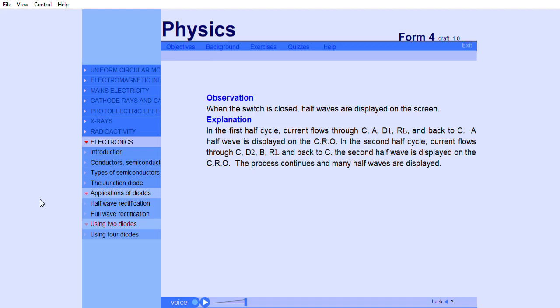Explanation. In the first half cycle, current flows through C, A, D1, RL, and back to C. A half wave is displayed on the CRO. In the second half cycle, current flows through C, D2, B, RL, and back to C. The second half wave is displayed on the CRO. The process continues and many half waves are displayed.